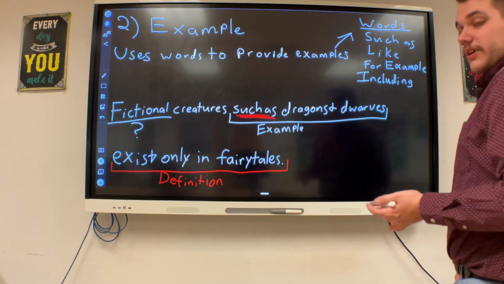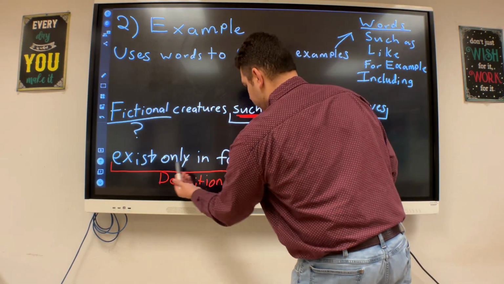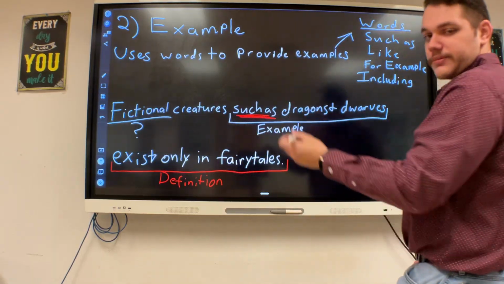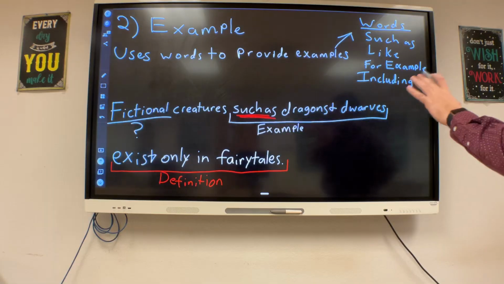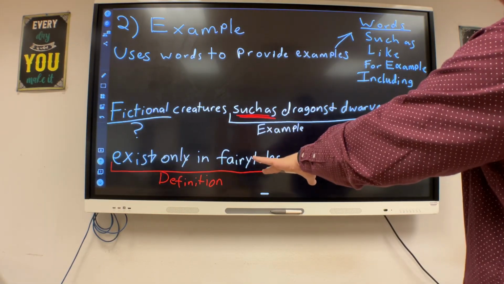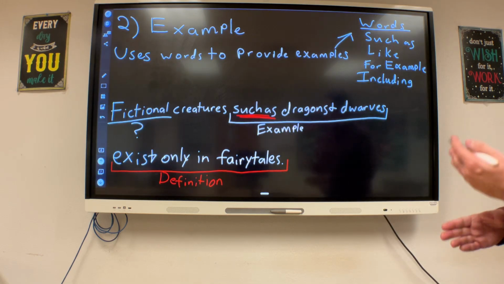And there will be multiple ways of figuring it out. Because see right here, exists only in fairy tales. That goes back to number 1, that definition. So again, they give us the example of fictional creatures, and then they give us the definition of it. So that's both ways we could easily figure out what fictional means just by going through our steps.